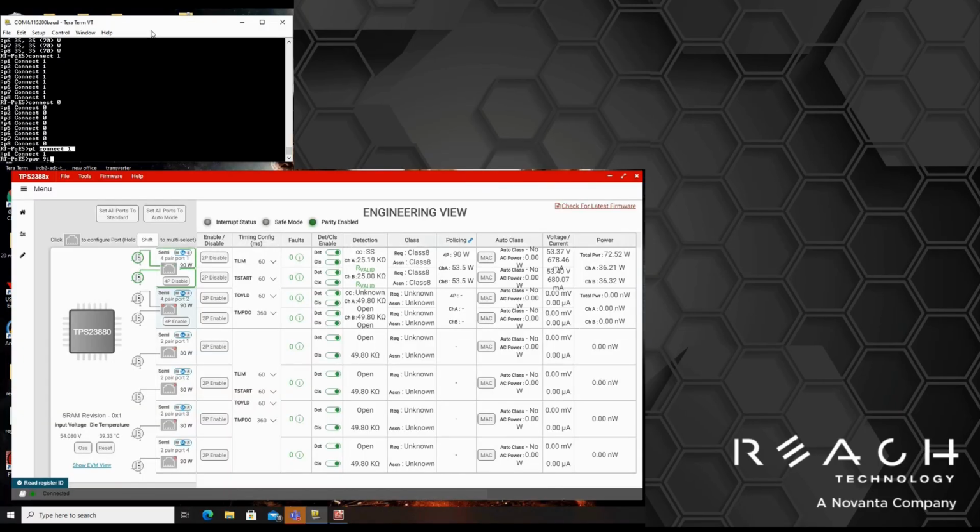So a port has 2 pairs in it. We can do 60 watts on each pair. In dual pair mode, it will only allow you to draw 100 watts. That's a thermal cutoff.